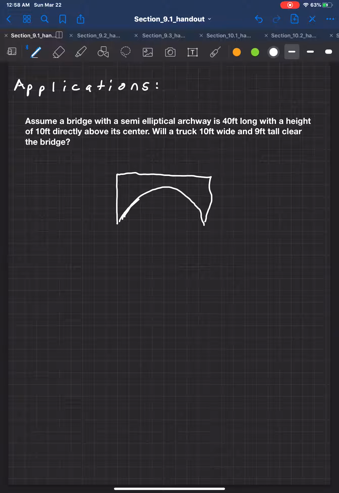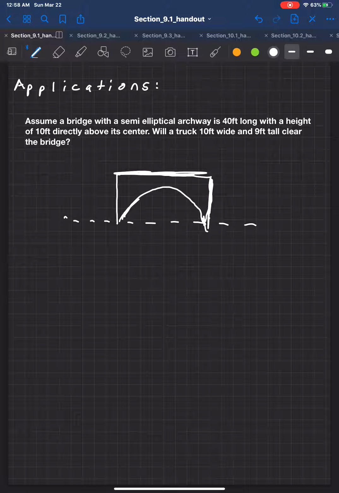Just a FYI. Okay, so if this is your bridge, and it looks like it's 40 feet long, right? So we have 40 feet running from here to here. And it also looks like it's 10 feet in height directly above its center.